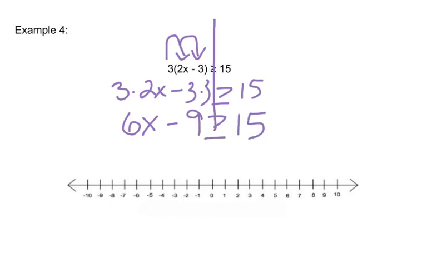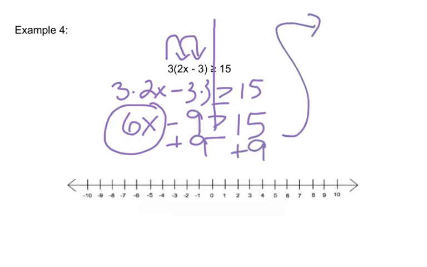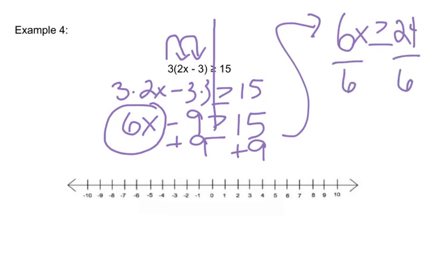Now I know all my x's are on the left side, so I'm going to isolate the x term by adding 9 to both sides. Move this up here, so I had 6x left on the left-hand side. I had a greater than or equal to sign. And then I have 15 plus 9, which is 24. Now to get x completely by itself, I divide by 6. So x is greater than or equal to 4.